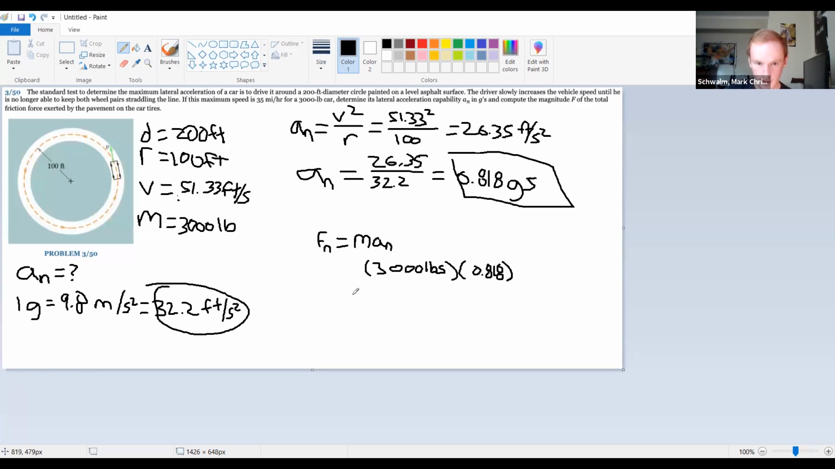And then that will give us a force exerted on the tires equal to 24.55. Even though our mass is in pounds here, you remember that this is unitless, so this will just give us a force of 2,455 pounds. All right, let's go to the next one.